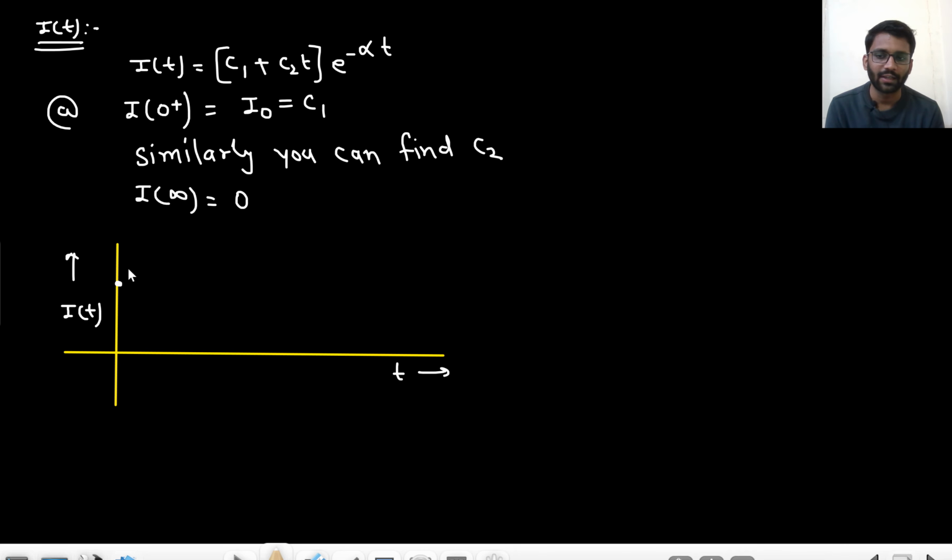We can't have more than I naught current because there is the resistor involved. So it will quickly go down to 0. Right? It may not be an exponential response. It depends on the value of C2. If you solve the equation and get C2 equals 0, the response will be exponential. If C2 is not equal to 0, the response can be something different.